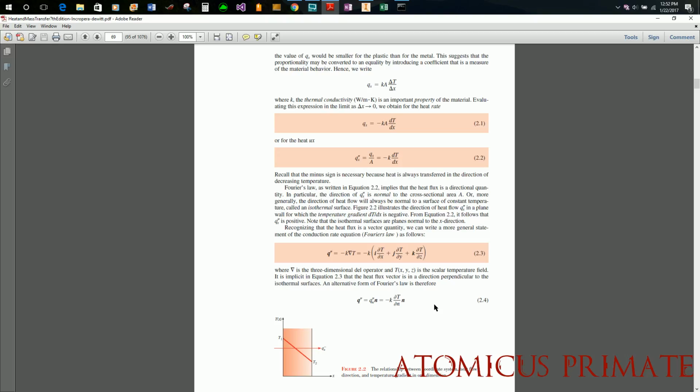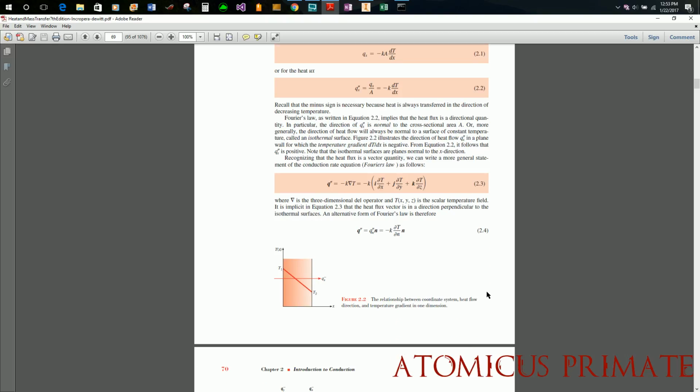It is implicit in equation 2.3 that the heat flux vector is in a direction perpendicular to the isothermal surfaces. An alternative form of Fourier's law is therefore Q double prime sub n equals negative k partial T, partial n, times bold n.